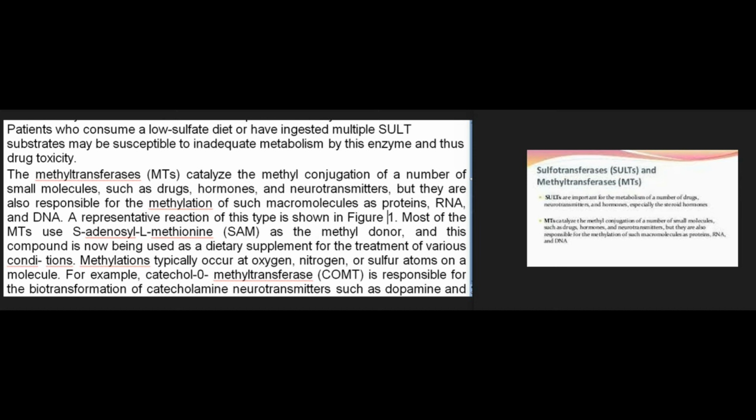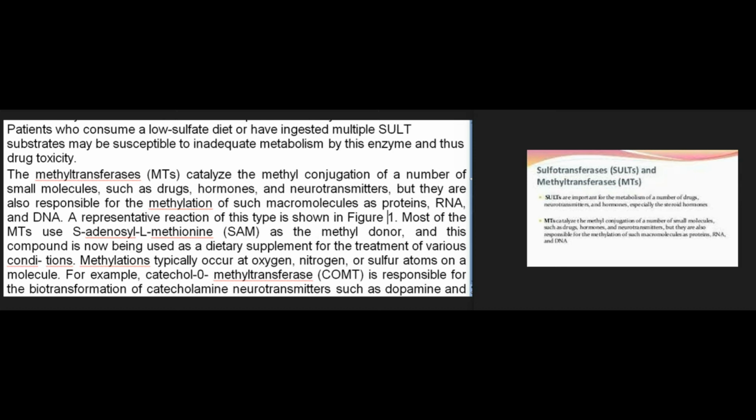The methyl transferases, MTs, catalyze the methyl conjugation of a number of small molecules, such as drugs, hormones, and neurotransmitters, but they are also responsible for the methylation of such macromolecules as proteins, RNA, and DNA. A representative reaction of this type is shown in Figure 1. Most of the MTs use S-adenosyl-L-methionine, SAM, as the methyl donor, and this compound is now being used as a dietary supplement for the treatment of various conditions.